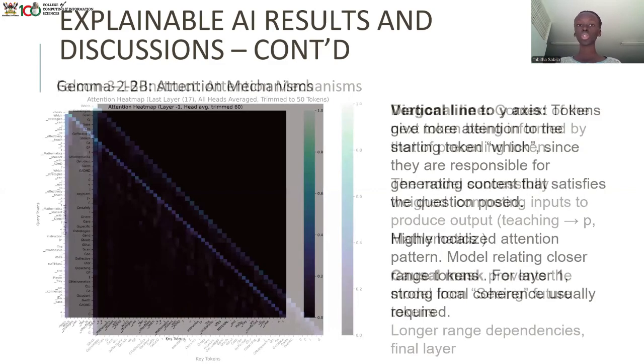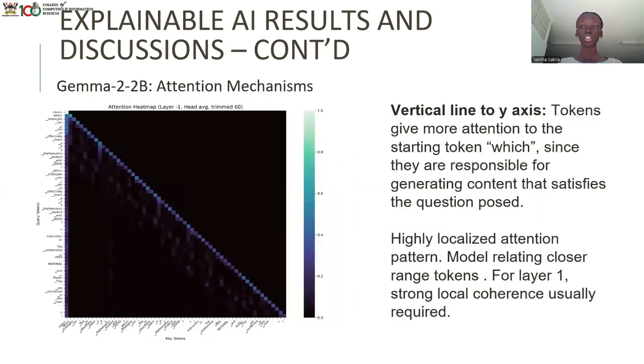When you look at the attention heat map for Gemma 22B, we can say that this is the attention heat map for the first layer. Usually in layer 1, the model does not have as much context. The attention it gives to the tokens is usually highly localized. It's usually looking at the nodes that surround the token, and it's not usually looking at the longer range dependencies that it's yet to learn.